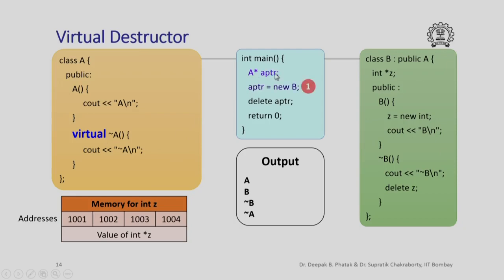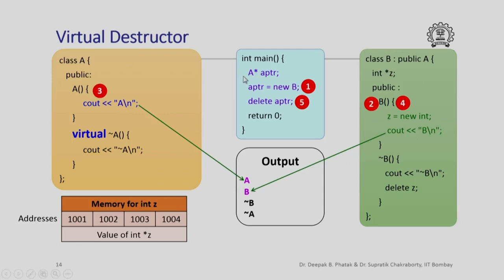So here is the declaration. Here is once again allocating a new object of class B, which calls the constructor of B, which in turn calls the constructor of A, that prints out A over here. Then the rest of the body of B is executed, which means space for a new integer is allocated, and that address is stored in the private data member Z of the class B, and B is printed out over here.